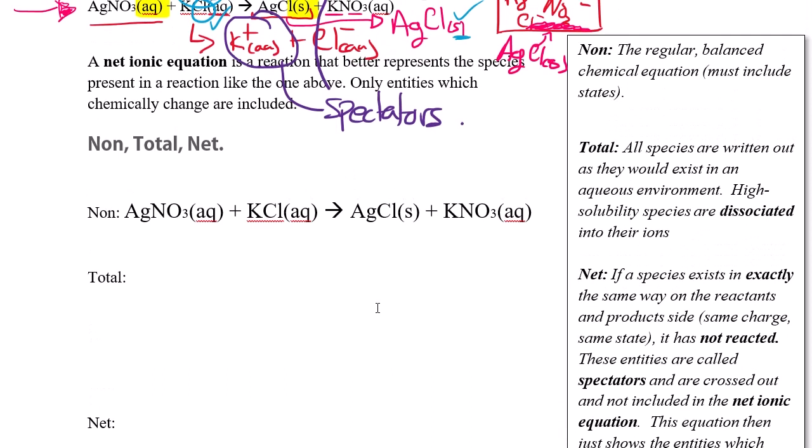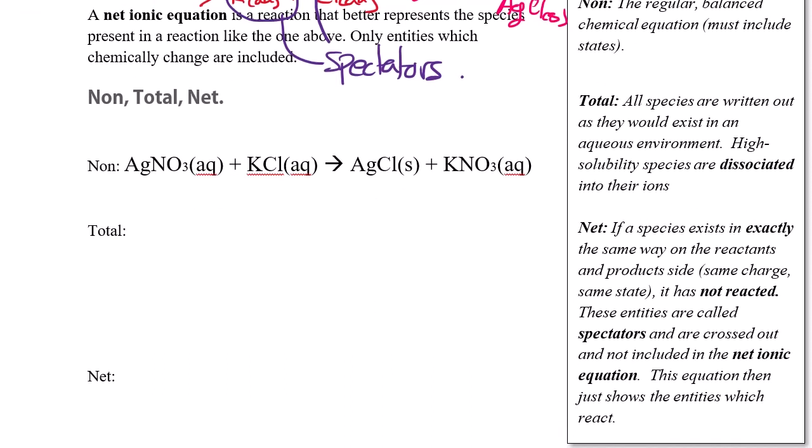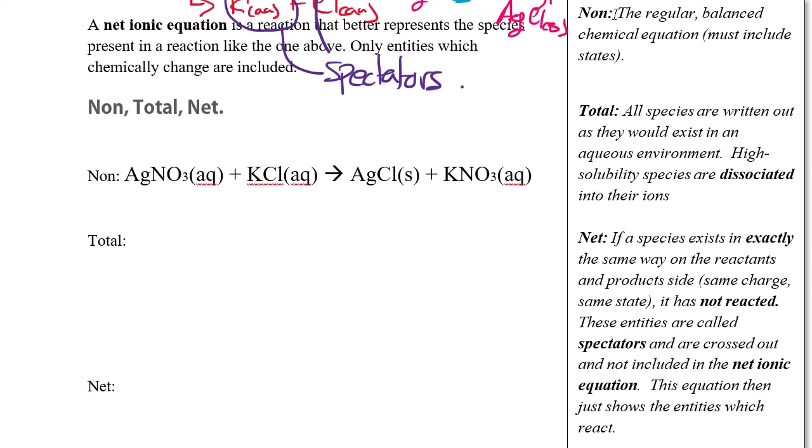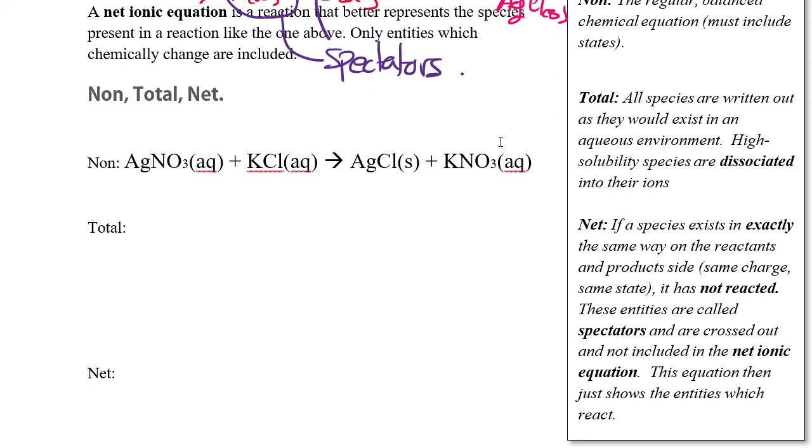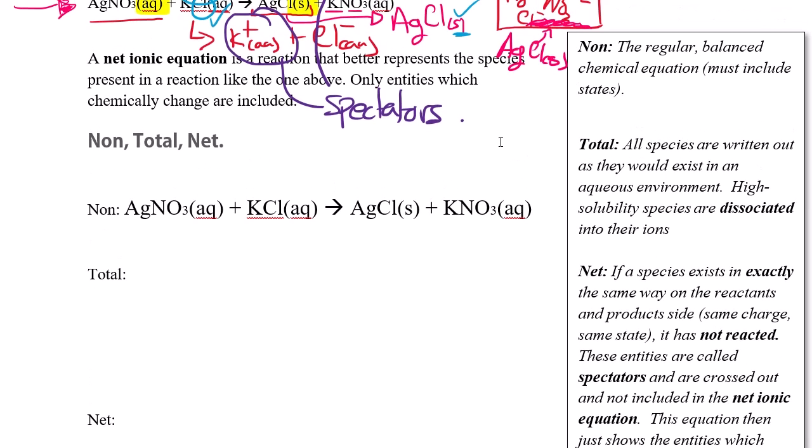So there are three things that we'll look at. We'll start with the non-equation. This is just our regular balanced chemical equation like you would have done in your basic chemistry class when you were just starting out. This is just your regular balanced equation. So this is the one that we were looking at here. Then what we'll do next is we'll write out the total equation.